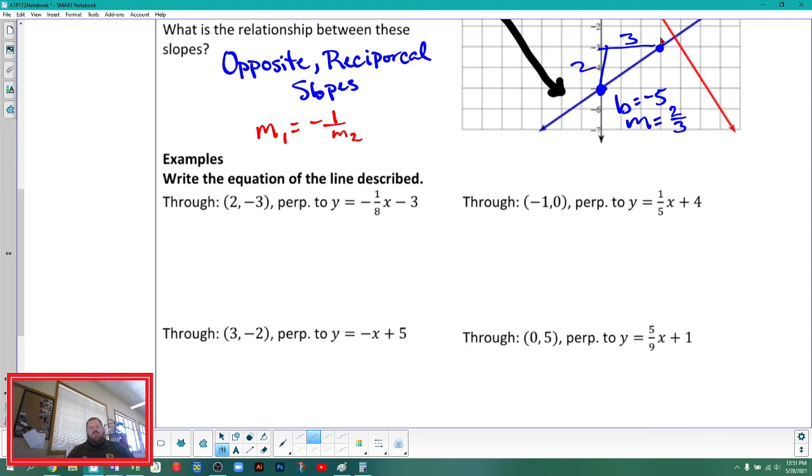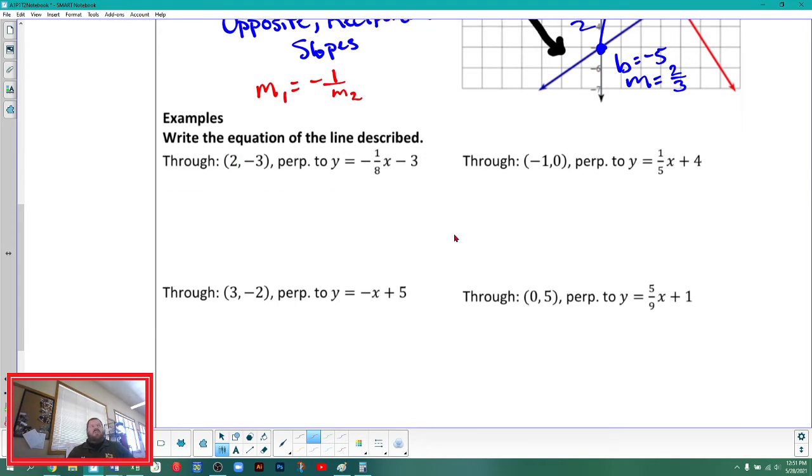So let's get to some examples. These are going to be just like yesterday's in that they go through a certain point. So I'm going to need to find my new slope, find my y-intercept, and move on from there. The only thing I care about is that it's perpendicular to this line. That's all we're talking about today. And the line that we already know has a slope of negative 1/8. So I take negative 1/8, I change its sign, and I flip it over. So my new slope is 8 over 1, or just 8.